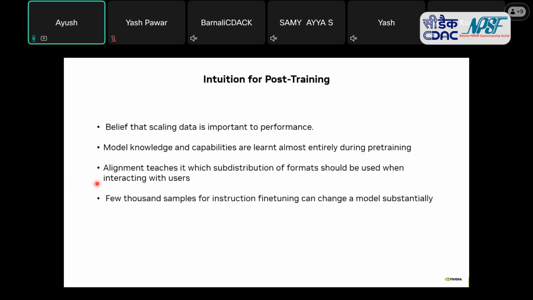Now, once the model has learned the domain knowledge from the data distribution, the alignment tries to learn which sub-distribution of format should be used when interacting with users. The way you can think of it, a person from, let's say, Rajasthan will answer differently about the process of making tea than a person from, let's say, Tamil Nadu, right? Maybe in North India, we put milk a priori while making tea, and in Tamil Nadu, it's slightly different. I'm not trying to generalize, but that's my observation. So there are different ways of answering a question.